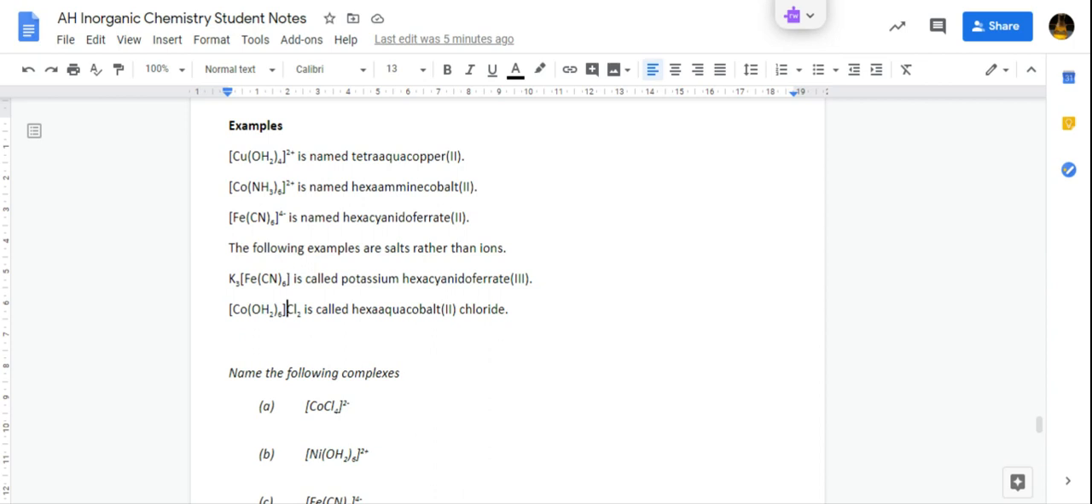This time, this part is a positive ion because we've got chloride at the end. So chloride is our negative ion. It's not part of the complex. Chlorine here does not exist as a ligand because it's not inside the square brackets.